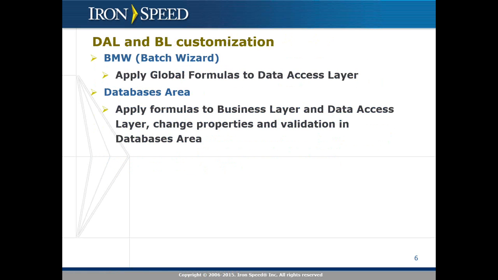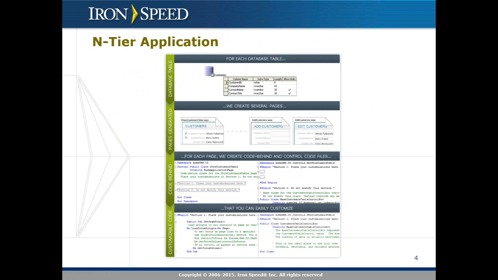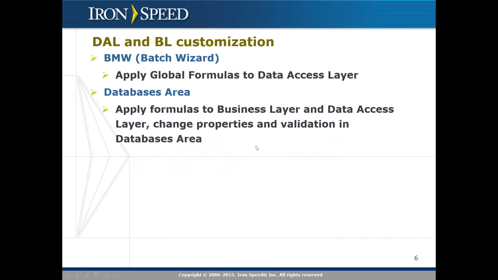All right, IronSpeed offers two primary ways to work with the data access layer. Something called the batch wizard, or in previous versions called the Batch Meister wizard. In fact, I was just updating this slide and I didn't change BMW, so it doesn't refer to a car. It refers to the batch wizard.